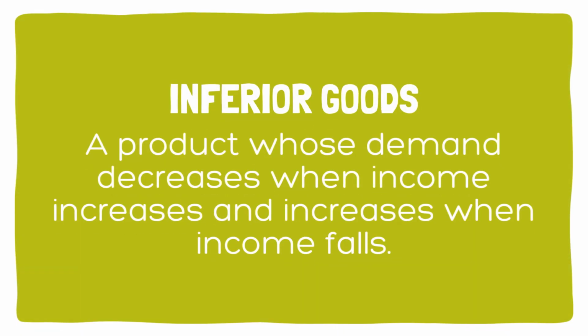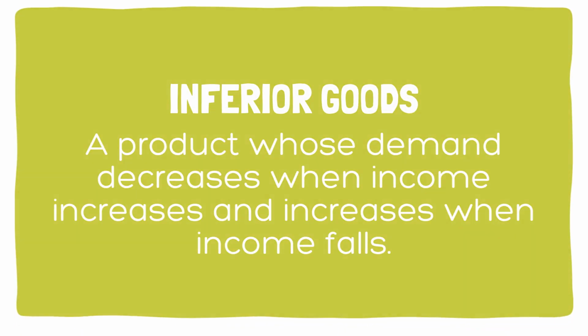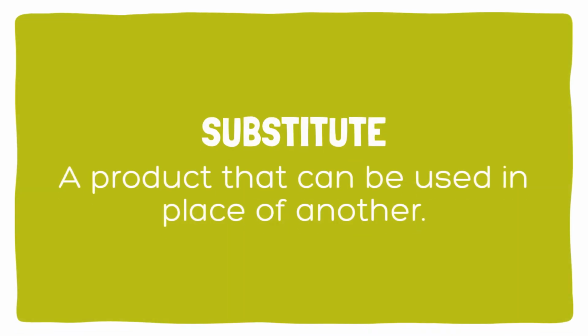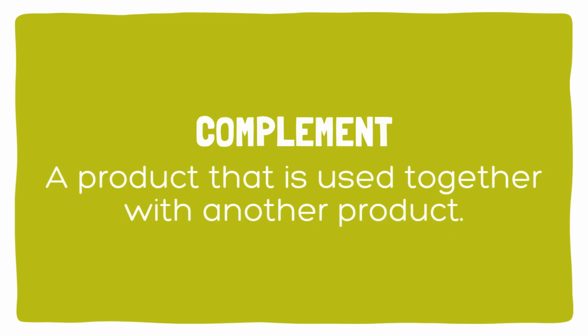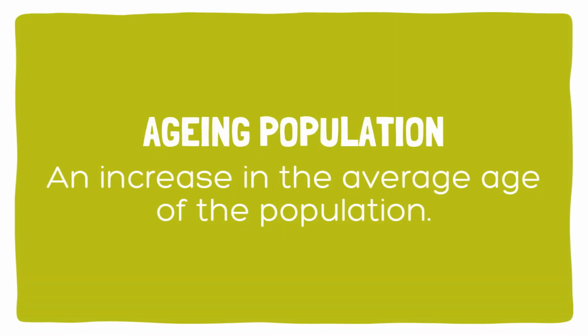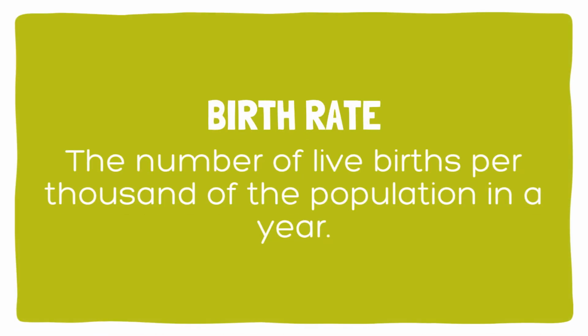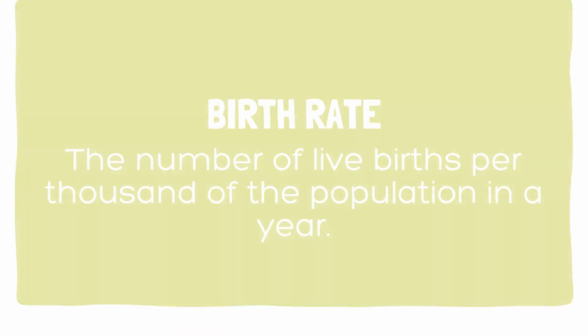Inferior goods are products whose demand decreases when income increases and increases when income falls. Substitute is a product that can be used in place of another. Complement is a product that is used together with another product. Aging population is an increase in the average age of the population. Birth rate is the number of live births per thousand of the population in a year.